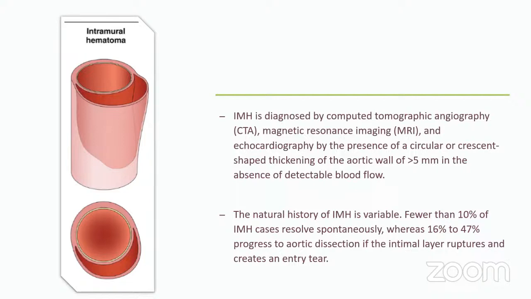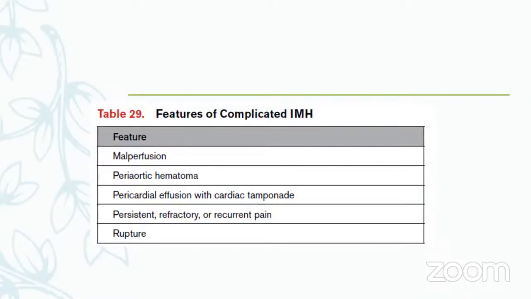And the natural history of intramural hematoma is variable, in which fewer than 10% progress to aortic dissection, where the intimal tear ruptures and creates an entry tear. Also, the intramural hematoma can be classified as type A and type B, the same as the dissection. And the type B also can be complicated.